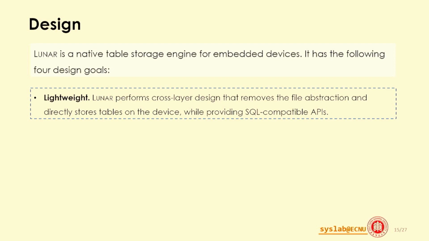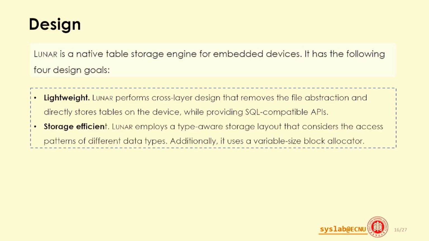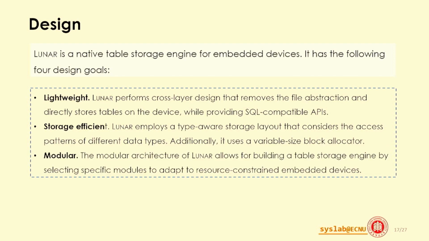Lightweight. Lunar performs cross-layer design that removes the file abstraction and directly stores tables on the device, while providing SQL-compatible APIs. Storage efficient. Lunar employs a type-aware storage layout that considers the access patterns of different data types. Additionally, it uses a variable size block allocator.